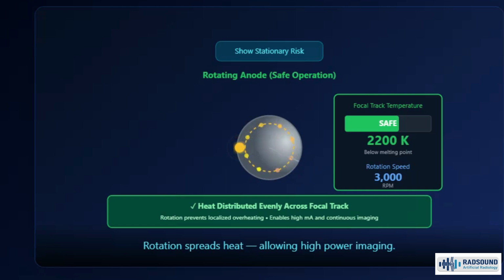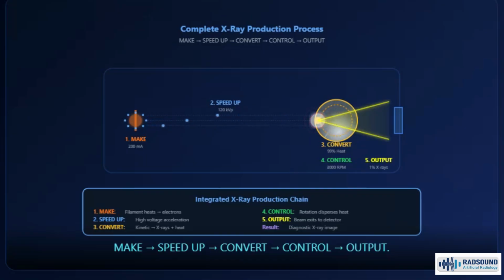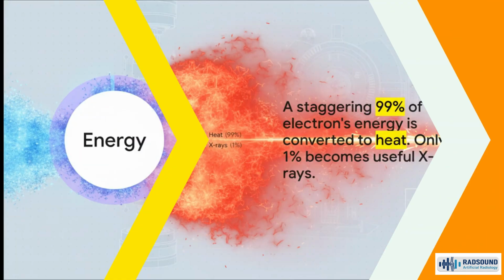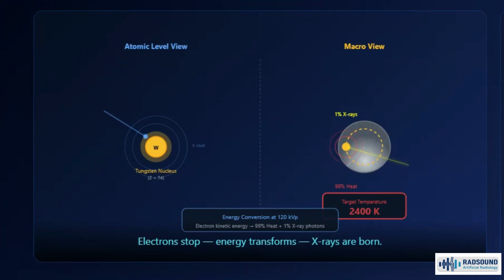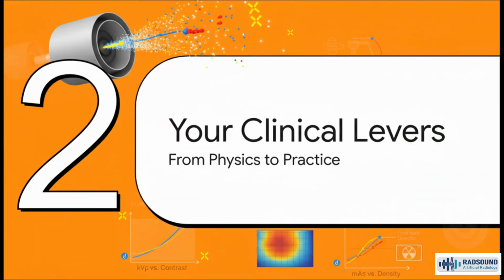But, and this is a big but, the process is, well, it's shockingly inefficient. Just look at these numbers. It's wild. A staggering 99% of all that energy we just built up, poof, it's wasted as heat. Only 1 tiny percent actually becomes the useful X-rays we need for our image. This is the reason why managing heat is the single most important job in keeping an X-ray tube alive and working properly. Okay, so that's the physics.